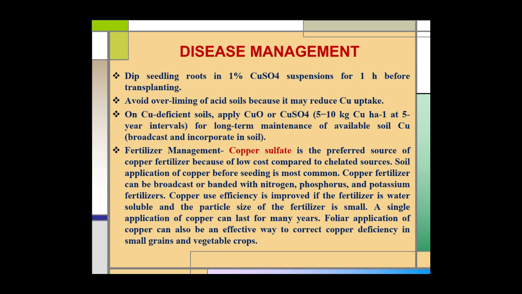Soil application of copper before seeding is the most common method. Copper fertilizer can be blended with nitrogen, phosphorus and potassium fertilizer. Copper use efficiency is improved if the fertilizer is water soluble and the particle size of the fertilizer is small. A single application of copper can last for many years. Foliar application of copper can also be an effective way to correct copper deficiency in small grains and vegetable crops.